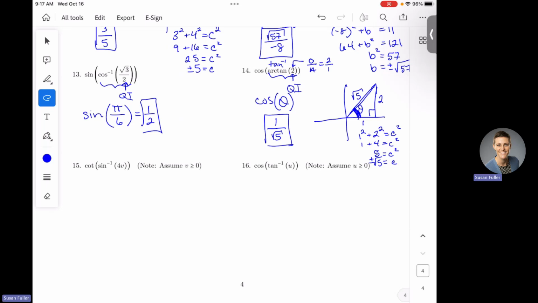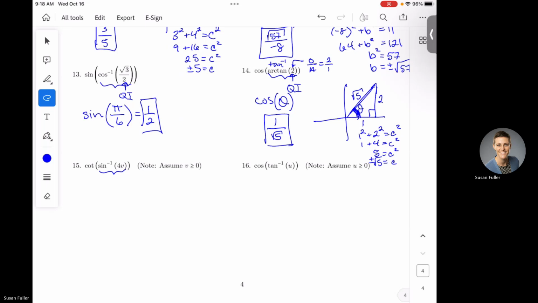Here we go. I'm looking for the cotangent of the inverse sine of 4v. V is a variable. We're going to assume that it's positive, just to kind of keep everything simpler. Alex isn't going to tell you that those variables are positive, but I want you to assume that those variables are positive. It's just going to simplify your life a little bit and make things easier for you. So we're going to assume that V is positive.